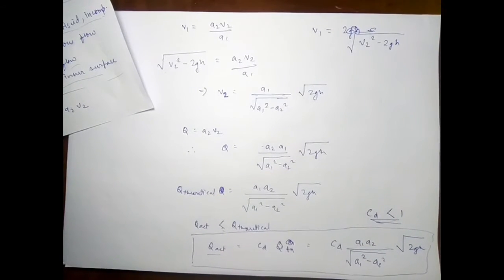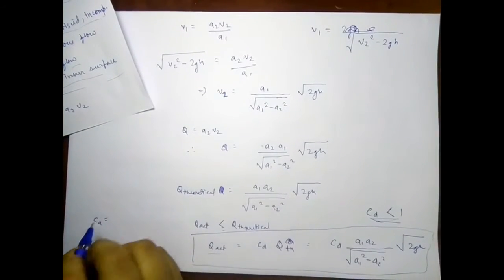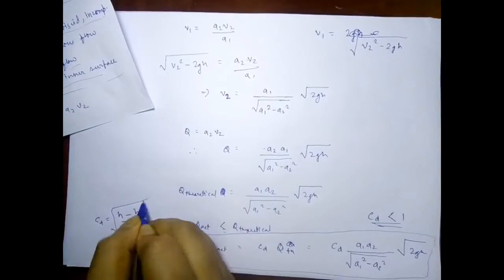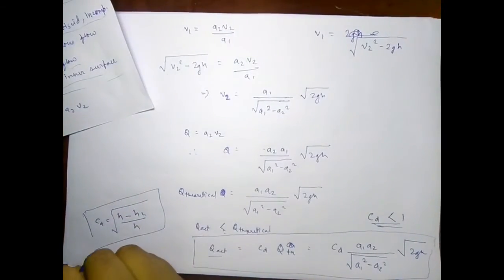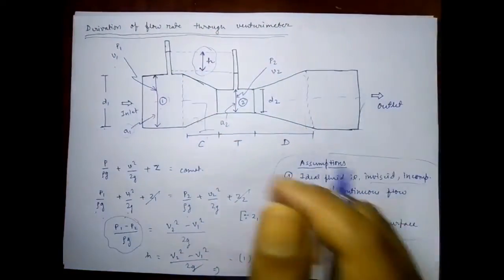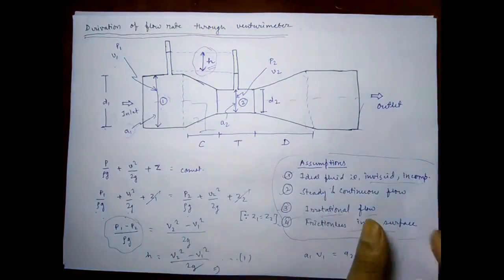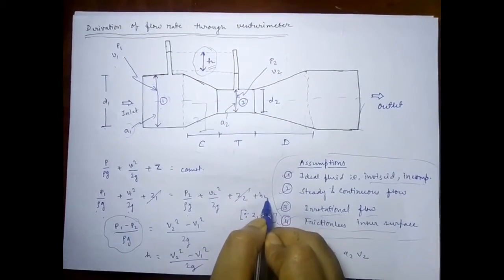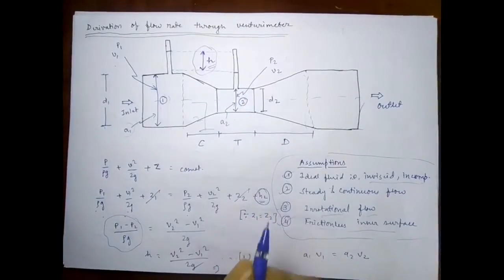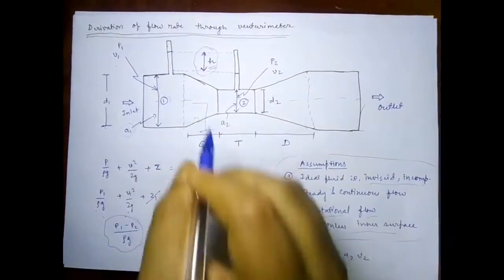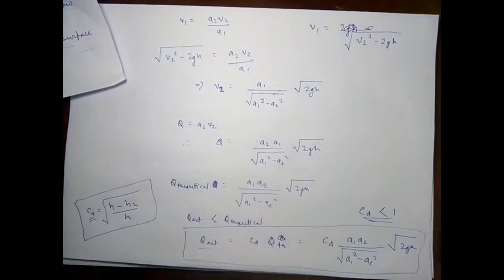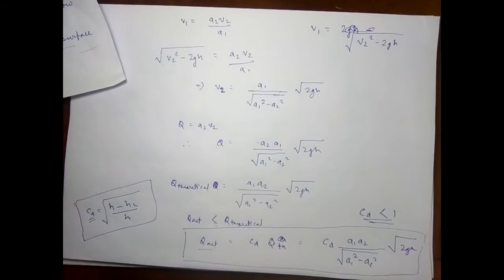And if you want to know what is the value of CD, CD is basically the square root of H minus HL upon H. If you don't have the value of CD, you can get it by this one, where H is this and HL is the head loss in Bernoulli's equation. So you will get that equation with another term added, HL. Therefore this HL and this H can be used to find the particular CD if in the particular question the CD is not given.